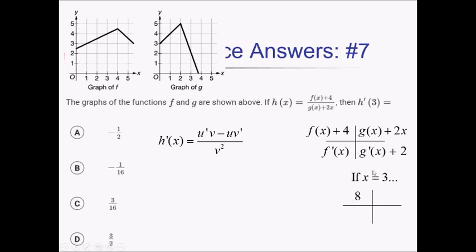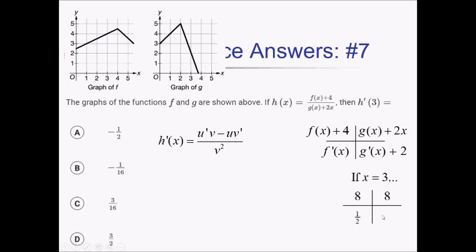Next, I'm going to do g of 3 plus 2 times 3. So g of 3, looking that up in the graph, g of 3 it looks like is 2. So I'm doing 2 plus 2 times 3. That's 2 plus 6, which also happens to be 8. Down below here now, this is f prime of 3. Going back to the f graph, the slope at x equals 3 looks to be about 1/2. So we'll put that down there.